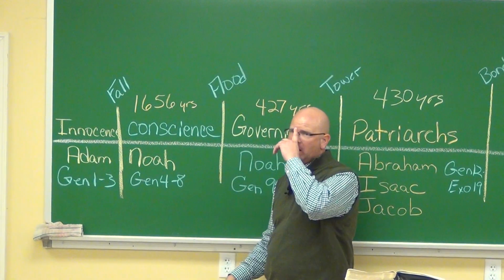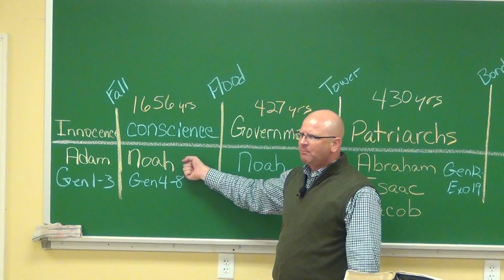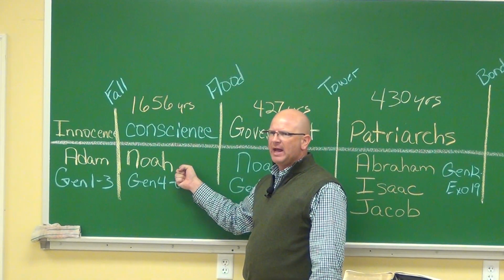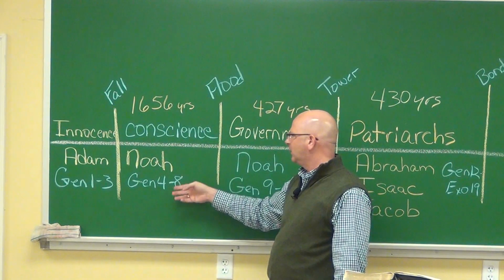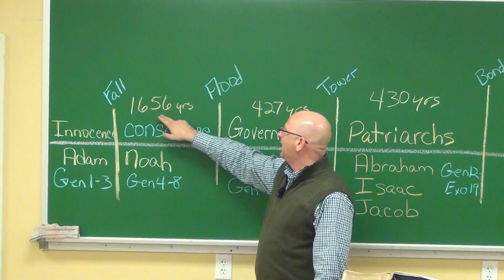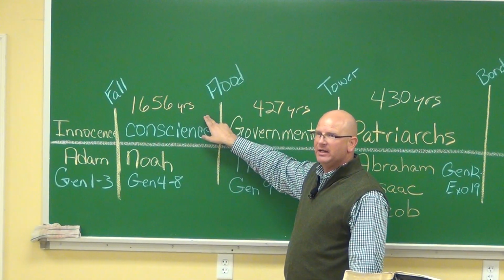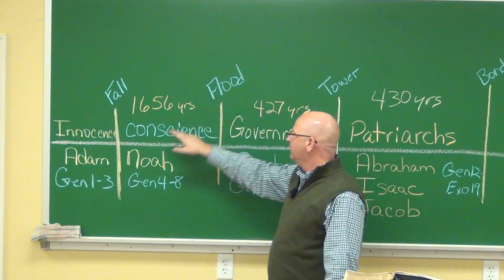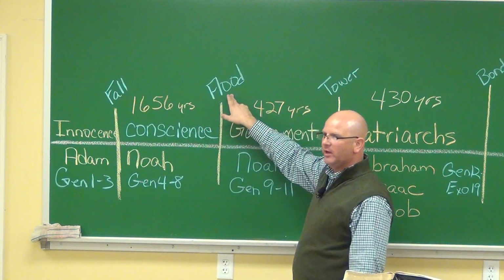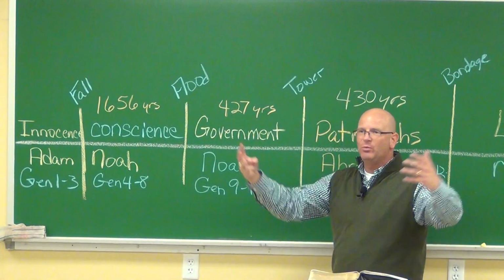Conscience starts, the age of conscience. And let your conscience be your guide. You had Cain and Abel, those guys, Seth, and all the generations of those. And then you had Noah. That covers about 4 chapters. That lasts about 1,656 years. And that one ends in a destruction, a flood. This one ends with a fall. This one ends with a flood. And then another dispensation starts in Genesis chapter 9 with 8 people.